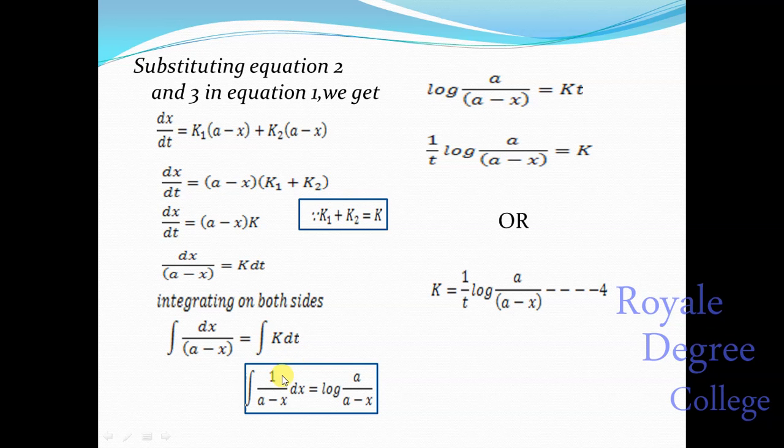Now we are using this formula: integration of 1 by (a minus x) dx is equal to log a by (a minus x). And integration of dt we know is equal to t, isn't it? So in place of the integration of dx by (a minus x), we are writing log a by (a minus x). It is equal to k, which is the constant, so as it is we are writing, and integration of dt is t, so we are writing kt. Now this t we are bringing to the other side. So 1 by t log a by (a minus x) is equal to k. Or we can write like this also, both are same, that is k equal to 1 by t log a by (a minus x). It is our equation number 4.